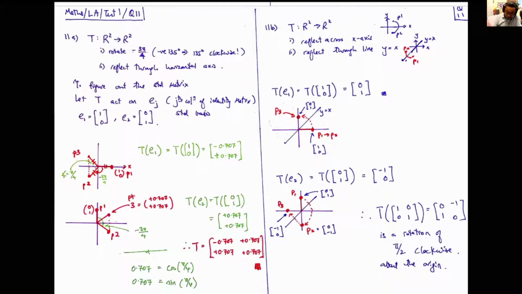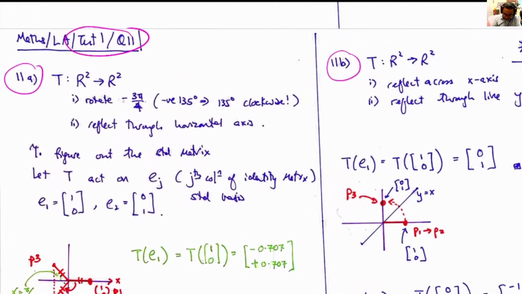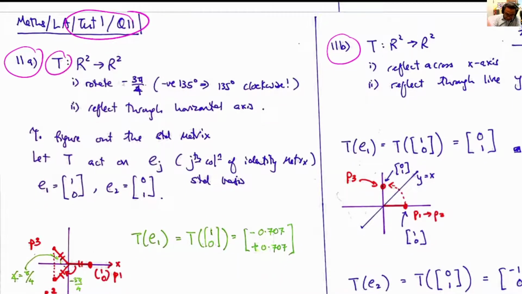This is tutorial 1, question 11. In here we have two parts, part A and part B. Let's focus on part A first. In part A, we are given a linear transformation from 2 coordinates to 2 coordinates, R2 to R2.